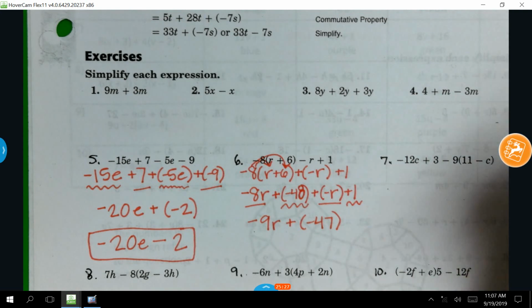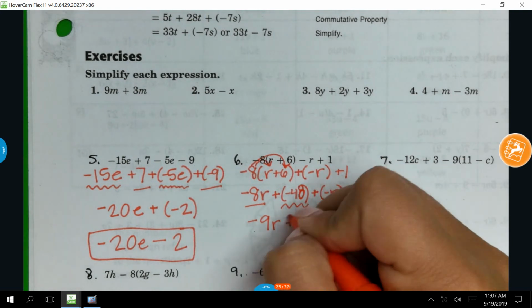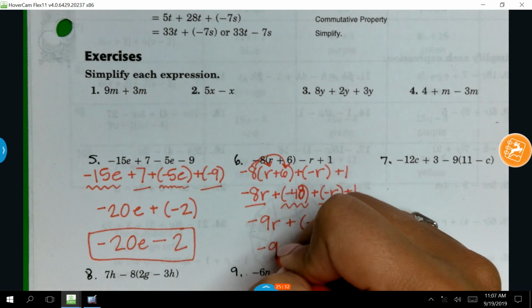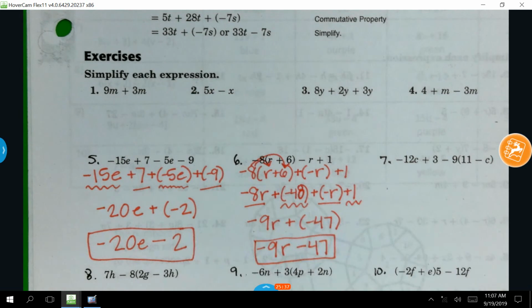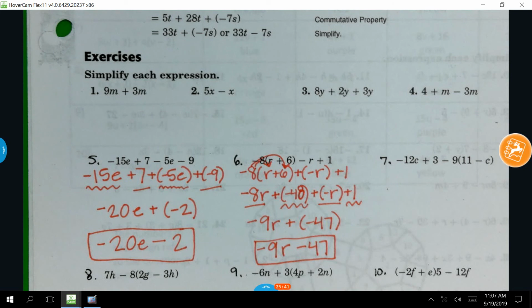And then I want to go back, and I want to change that, adding a negative to subtraction. So negative 9r minus 47. That's my simplified expression. Questions? Are we good? Some of us look confused. Do I need to do number 7? Yeah. Okay.